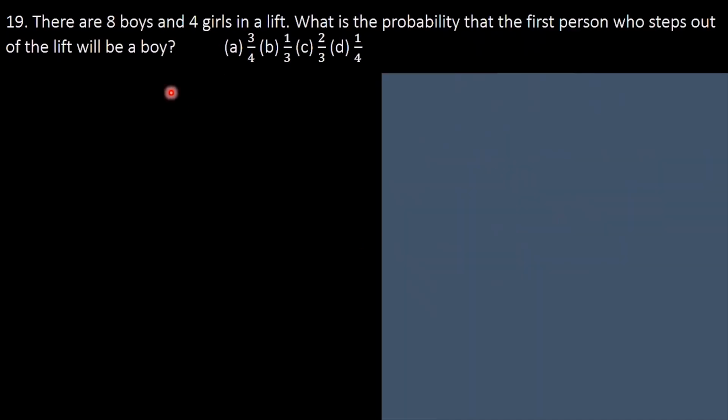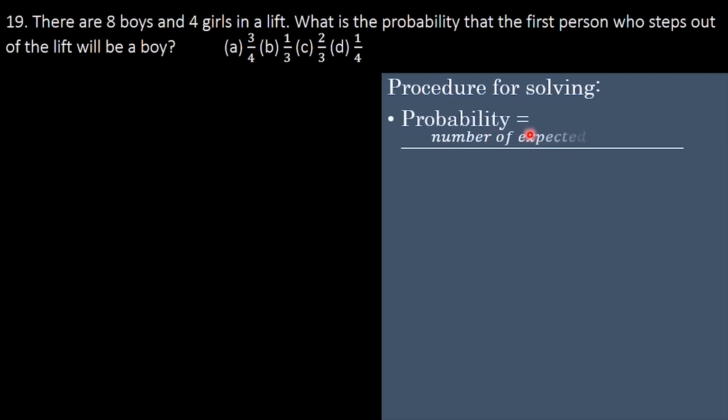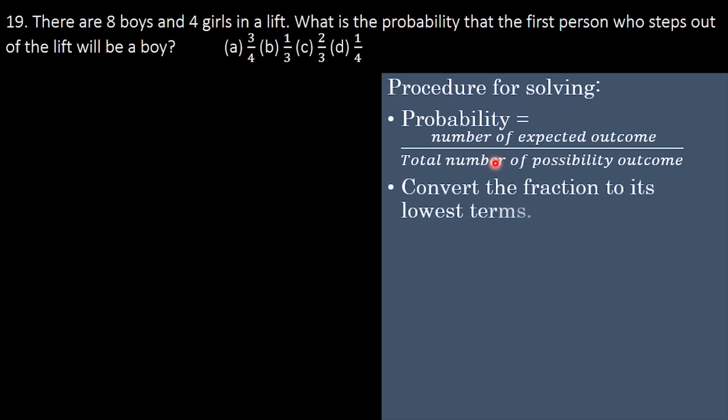Question 19. There are 8 boys and 4 girls in a lift. What is the probability that the first person who steps out of the lift will be a boy? Here is the procedure for solving this. The formula for probability is equal to the number of expected outcomes divided by the total number of possible outcomes. Then we convert the fraction to its lowest terms. Now let's check the solution.